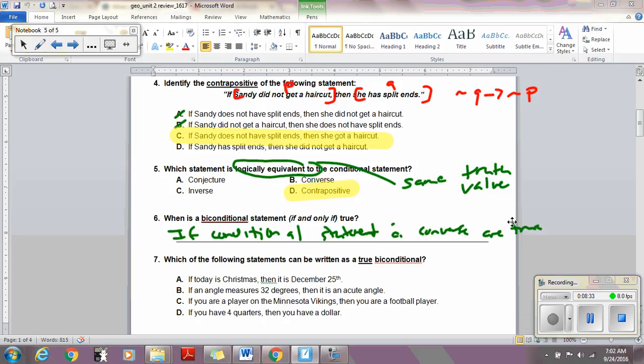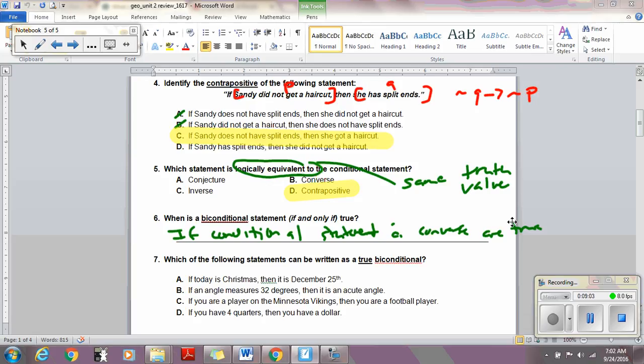Number 7, which of the following statements can be written as a true biconditional? So you look at your answer choices and you see that all of these are conditional statements. So we have to see which one of these are true conditional statements, and then we have to read it backwards and see if it's a true converse also before we can say that it's the answer we're seeking, a true biconditional.